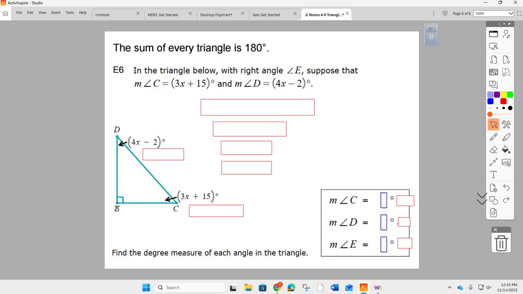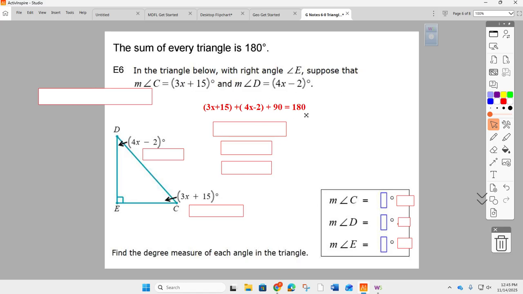What's the measure of a right angle, Ashlyn? 90 degrees. What if we add angle E, angle C, and angle D together? What are they going to equal? 180, right? So we know that this is 90, so we can add all three angles together and write an equation. Here I have 3x plus 15 plus 4x minus 2 plus the 90-degree angle equals 180.